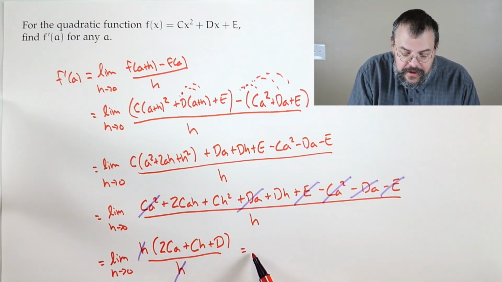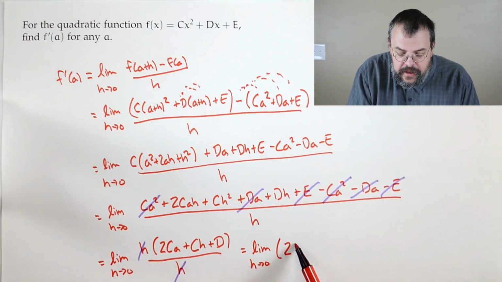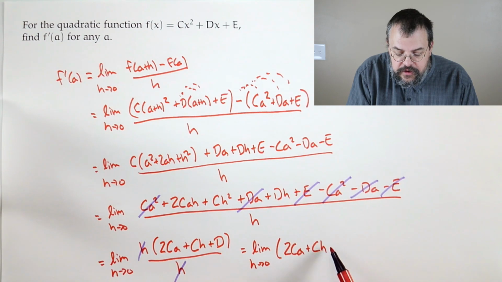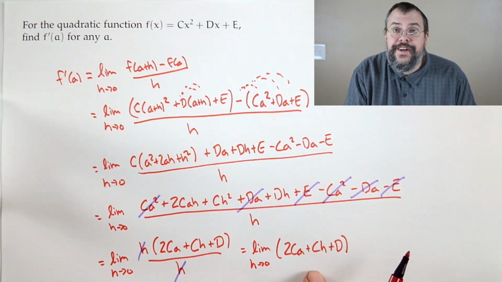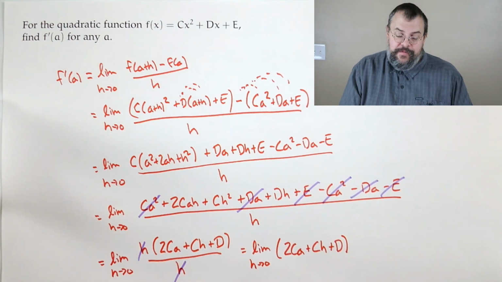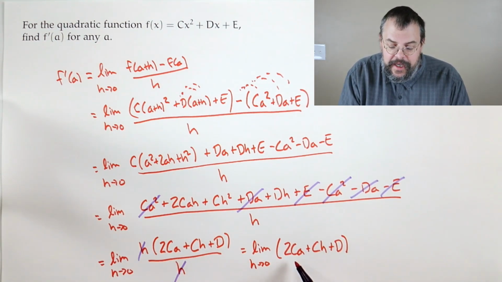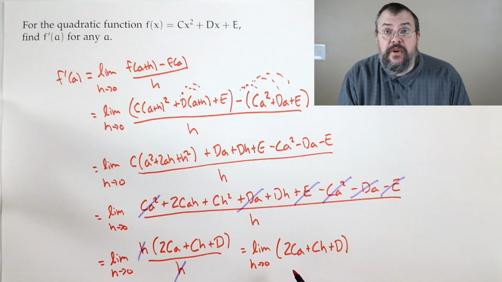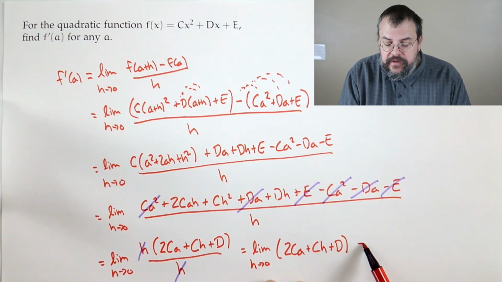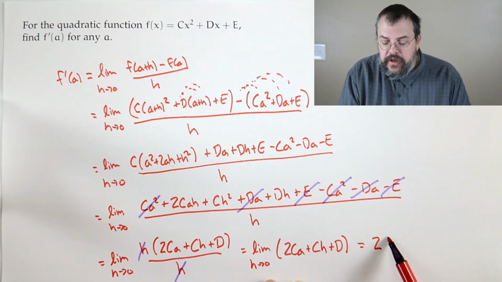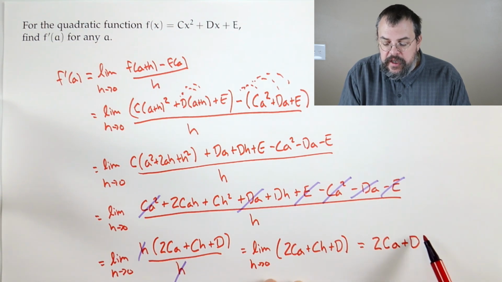It's beautiful. It's true. Because there's no 0 over 0. So as H goes to 0, what happens? Well, the 2CA doesn't do anything. There's no H involved. The D doesn't do anything. There's no H involved. This C times H goes to 0, and therefore we get 2 times C times A plus D.